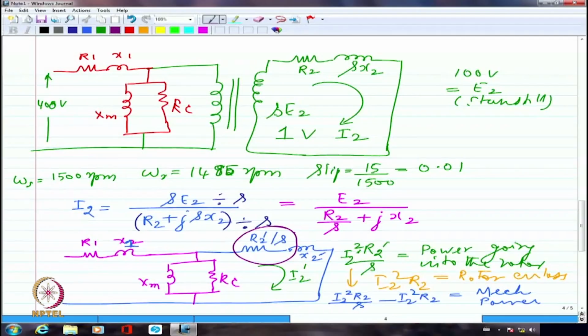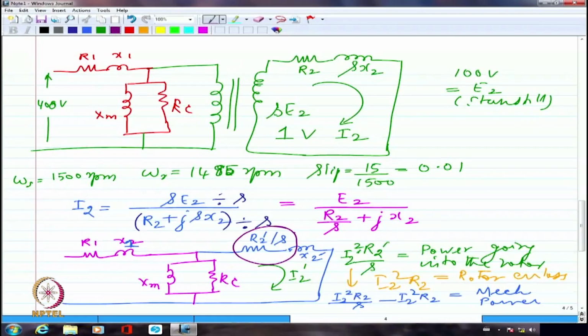Out of that, I2 dash square R2 dash is the one which is getting dissipated in the actual rotor resistance. There is definitely more excess power. Please again think about it. Let's say 100 watts was I2 dash square R2 dash.